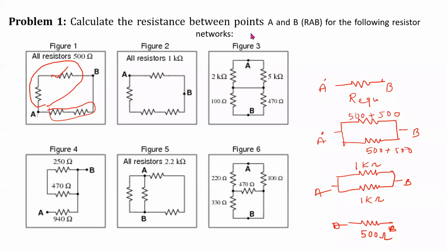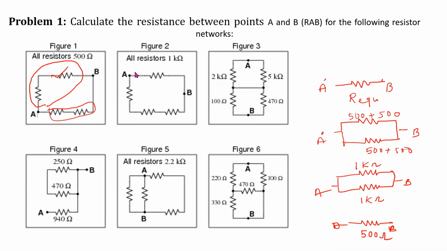Please send me a reply in chat box. Number one covers both series connections as well as parallel connections. You should not disturb the point A and B. They should be in the same position. So by keeping A and B as it is, these two are in series, these two are in series. After that, those two resultants will be in parallel.